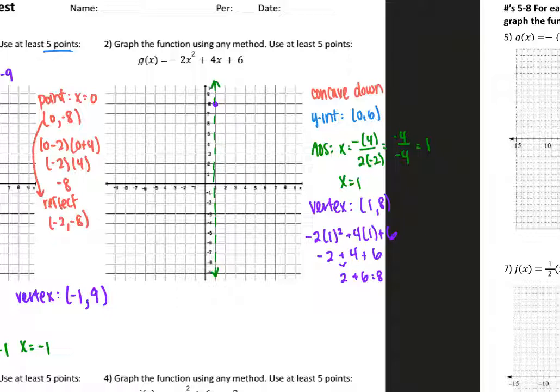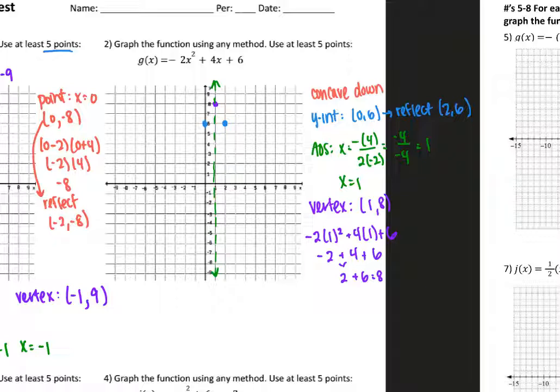And then I'm going to plot my y-intercept. So my y-intercept is (0, 6). And since we have that, we know we have its symmetric point. So I'm going to reflect it, and I get my point at (2, 6). So now we have 3 points.